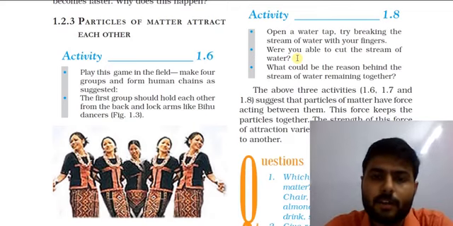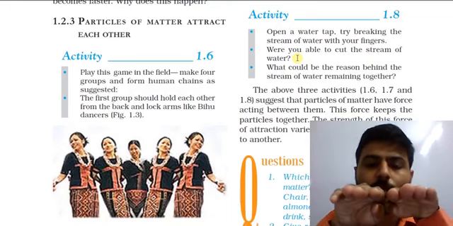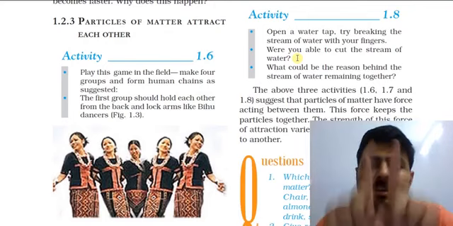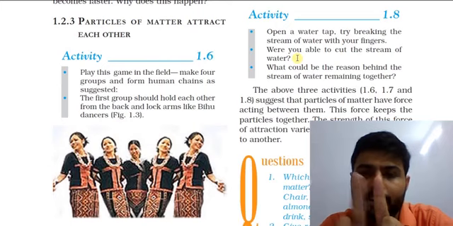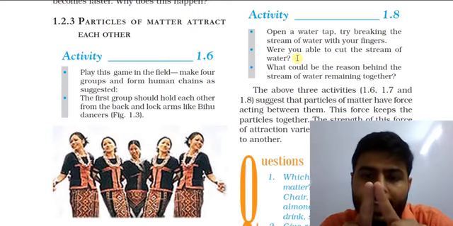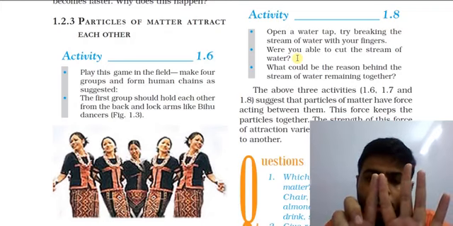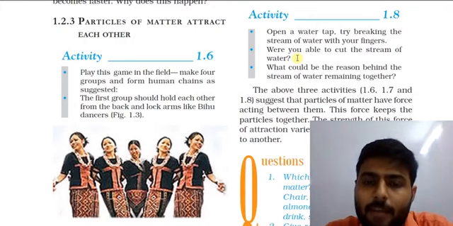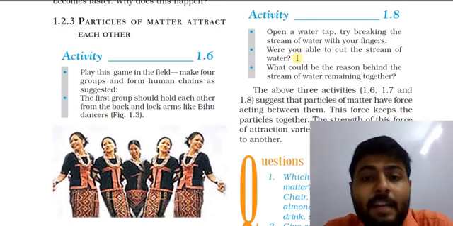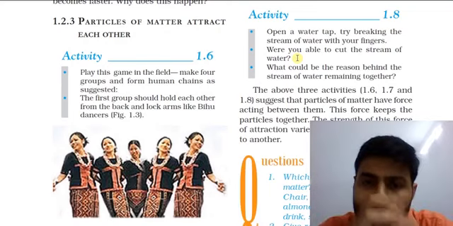Suppose we have water on the floor, and there is much less distance between the drops. What will happen? If one end is attached, you can see that the whole line of water will be attached. Why did this happen? Because particles of water or any matter have attraction between them. They attract each other.